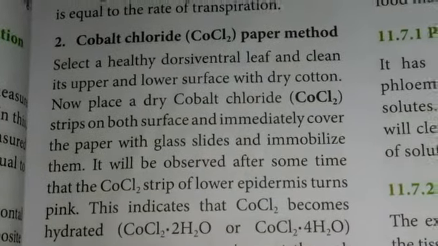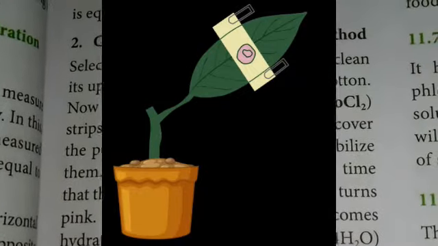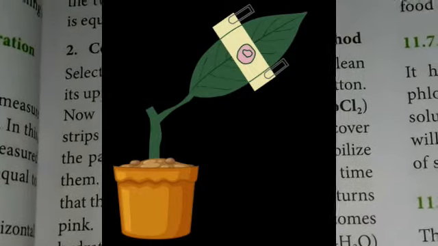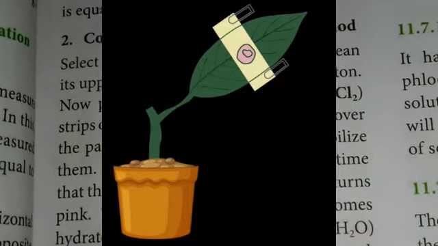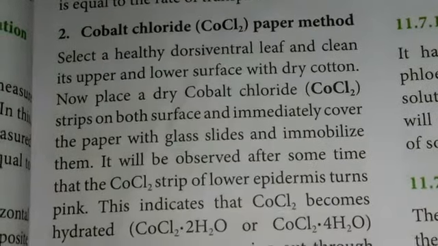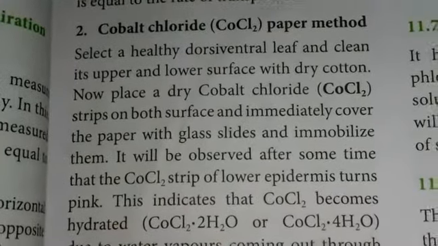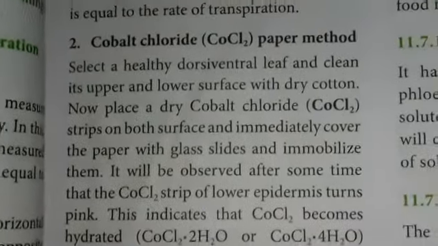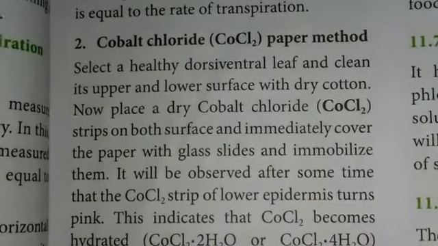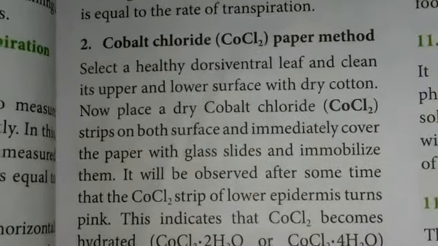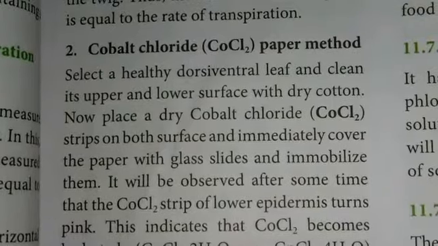The next test is the cobalt chloride paper method. For that, a dorsiventral leaf is selected. Dorsiventral means the mesophyll of the leaf is differentiated into upper palisade parenchyma and lower spongy parenchyma. Mostly dicot plants show a dorsiventral leaf. Clean its upper and lower surfaces using dry cotton.